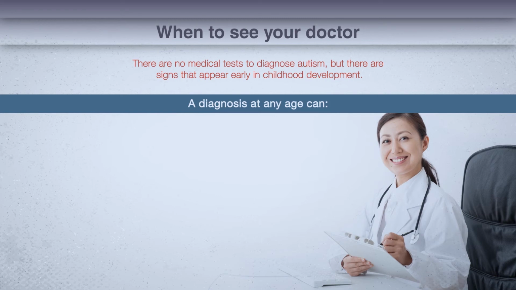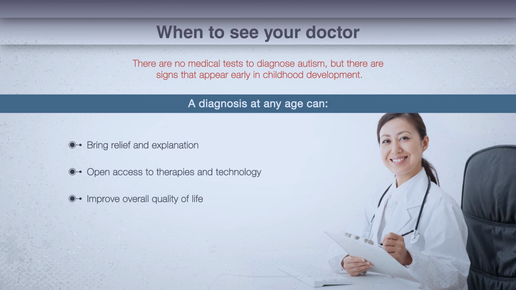As with young children, diagnosis of adolescents and adults involves personal observation and an interview with a trained specialist. A proper diagnosis can bring relief to those who have long struggled with relating socially while not understanding the source of their difficulties. A diagnosis can also give access to therapies and assistive technologies that can improve function in problem areas and thus improve the overall quality of life.